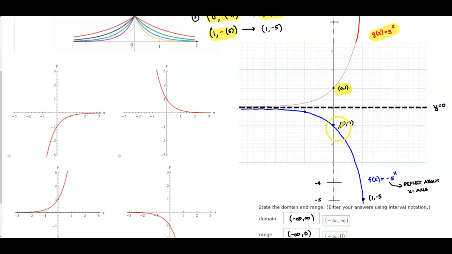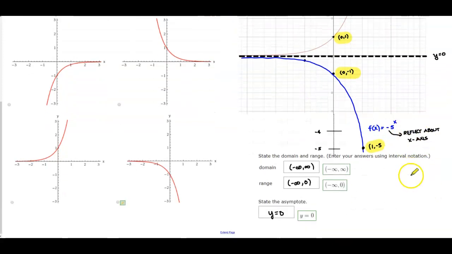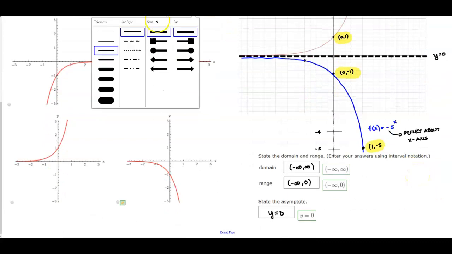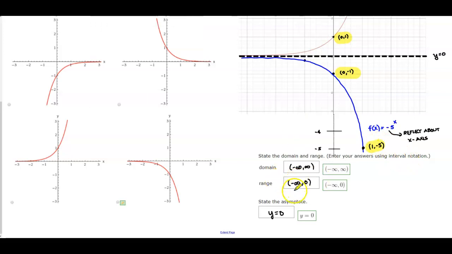And then what we do is we plot those points on the graph. So now we have (0, negative 1). We have (1, negative 5). And then we're going to create those points and then draw our smooth curve through it. So now we can see that f of x, which is equal to negative 5 to the x power, reflects about the x-axis. And so when we state the domain, again, we know the domain is from negative infinity to positive infinity. We know that the range goes from negative infinity all the way to 0. And then we're going to state the asymptote, which is y equal to 0.